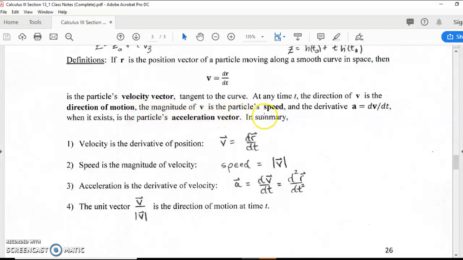The magnitude of v is the particle speed. The derivative of v, a equals dv dt, when it exists, is the particle's acceleration. So in summary, here's what we have. Velocity is the derivative of position. Speed is the magnitude of velocity. Acceleration is the derivative of velocity. So this is all familiar from Calc 1, hopefully. And then the unit vector v divided by its own length is the direction of motion at time t.